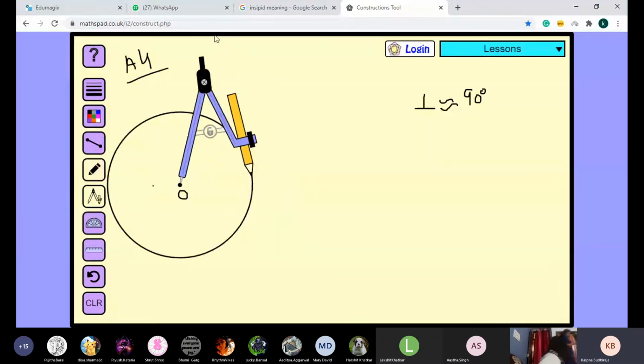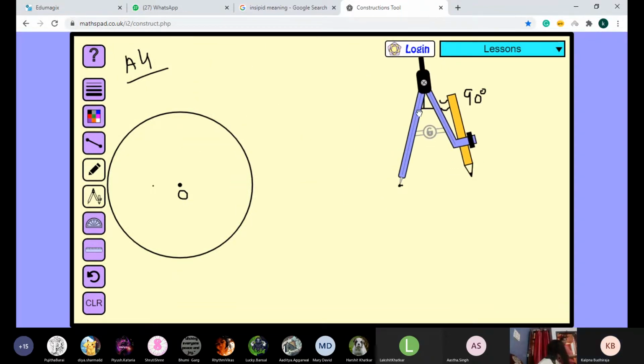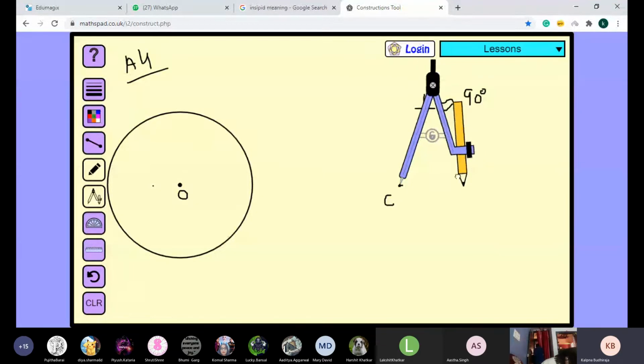Now I am taking another center here. Let me call that center C. So we have two circles. You can make the same circle, or you can even change the size of the circle.